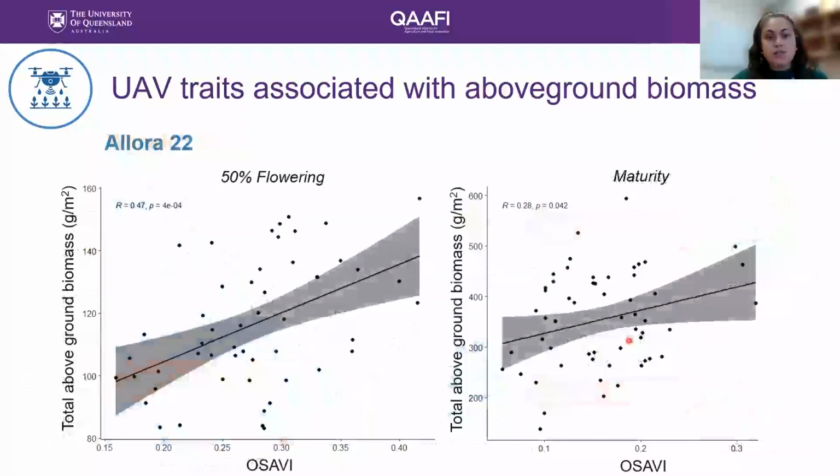And so just for simplicity, I just showed OSAVI, which is the key vegetative index that I will be looking at in the next section. But in ALARA, we do see a positive relationship at 50% and 90% flowering, but the relationship for maturity, so 90% black pod, isn't as strong. And I'll explain why later on, but essentially it highlights the fact that we may need to look at a more complex approach when exploring some of these indices at different time points.